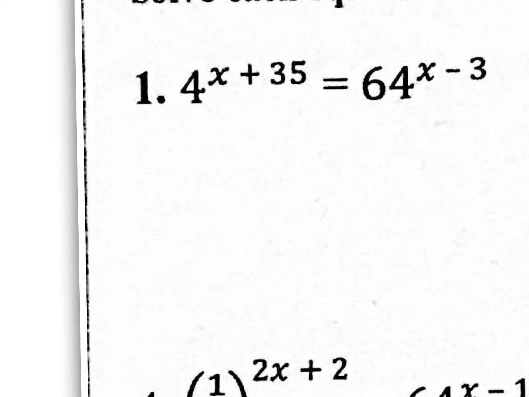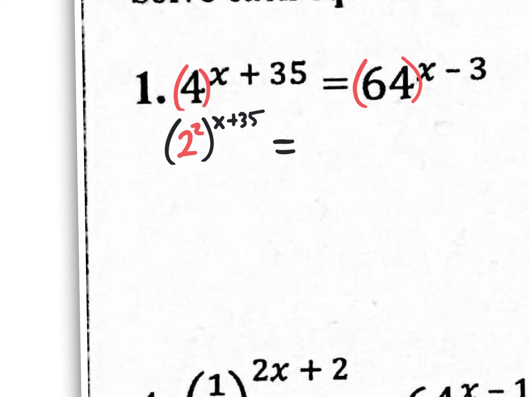Even though there's an easier way of doing it, I'm going to start with the base 2. So 4 is really a 2 squared, and I hope you guys are copying this down. And you still have the power of x plus 35 up there, and you still have an equal sign. And this 64, we want it to change to be the same base 2. So 2 to the what power gives you 64?